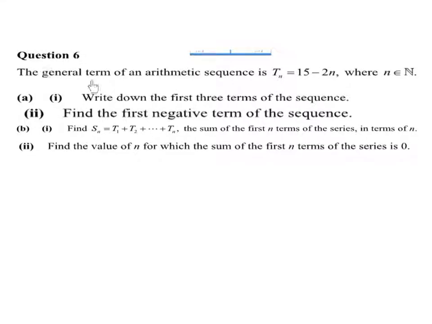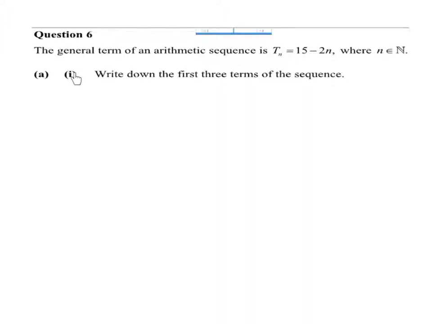The general term of an arithmetic sequence is Tn equals 15 minus 2n, where n is an element of the natural number set. So here we have 4 questions to do with this sequence. Press pause and try them yourself, and then when you're ready for the solutions, press play.